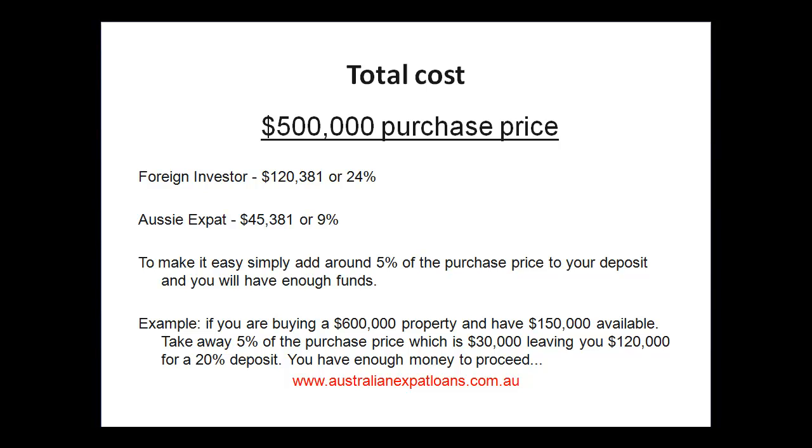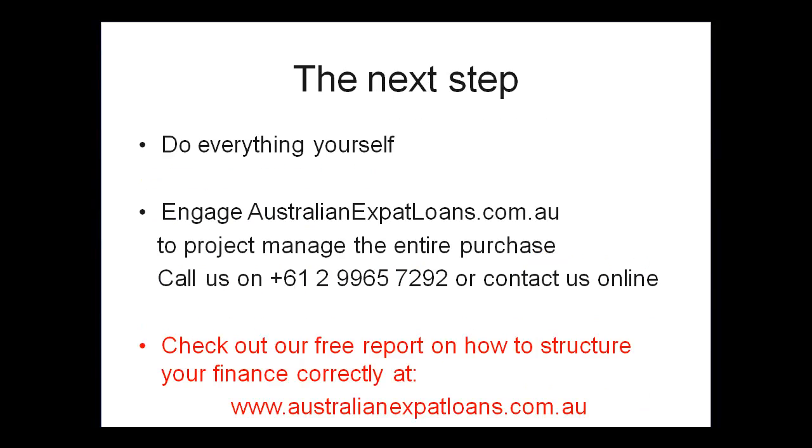Because don't forget, the higher you go in terms of purchase price, the higher the stamp duty. So 5% should cover it, and that would leave you in this example around $120,000 for a deposit, which is 20% deposit, and in this example that would work. So just remember, easy, just add 5% of the purchase price plus your deposit. If that works out to be sufficient funds, you can proceed.